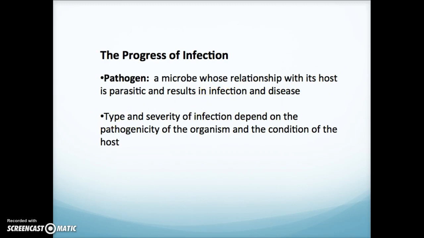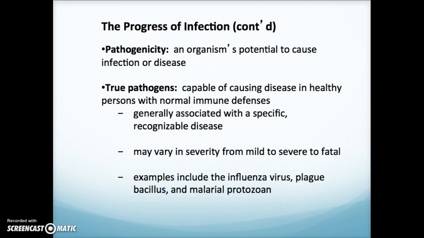The type and severity of that infection depends on a number of different things, including the pathogenicity, or how strong the pathogen is of the organism, and also the condition of the host. What we'll find with a lot of the microbes in our natural microbiome is that often they cause infection when the condition of the host is vulnerable. So pathogenicity is an organism's potential to cause infection or disease.